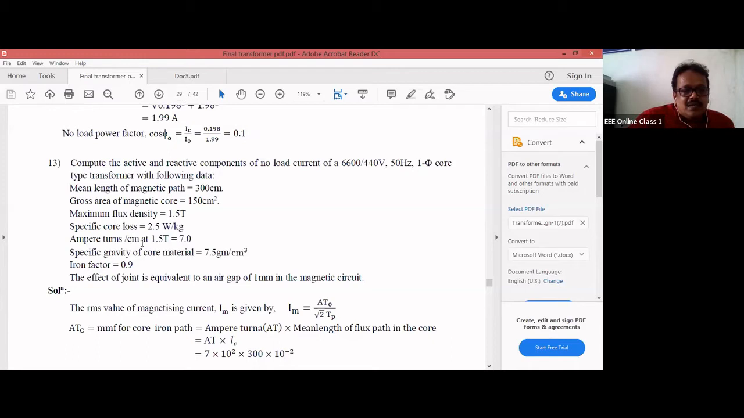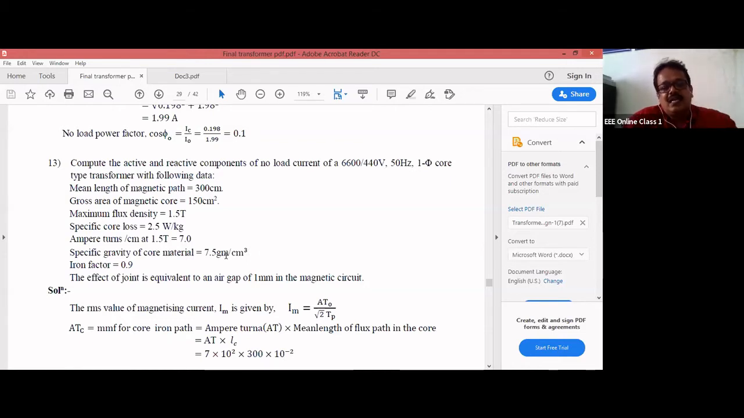If equal in this way, then you have to convert into meter. At 1.5 T the ampere turns per centimeter is equal to 7. Specific gravity of the core material is equivalent to the density of the iron, 7.5 gram, so you have to convert gram into kg and centimeter cube into meter cube. So be sure about these things.